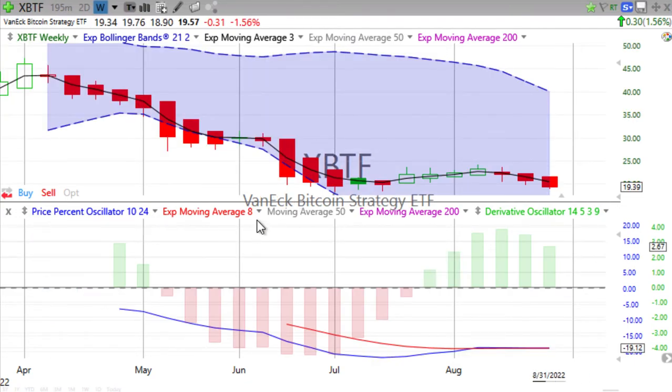The reason I track and trade the Van Eck Bitcoin strategy is because it has the least amount of costs associated with it. It's still expensive as far as those costs go, but I don't stay in very long, or at least to date I've not stayed in long. What do we see going?